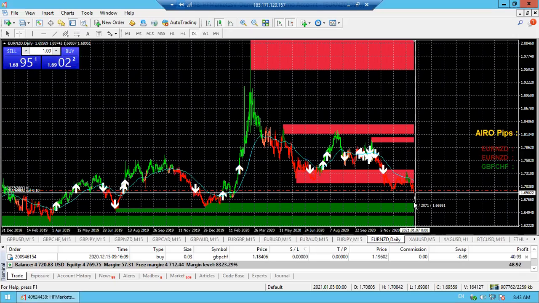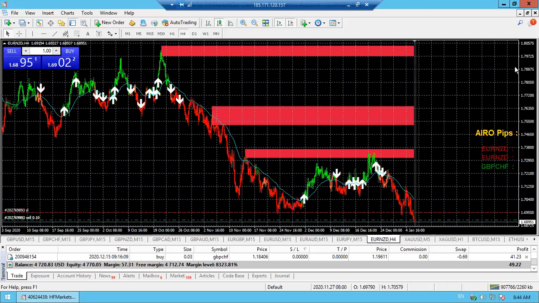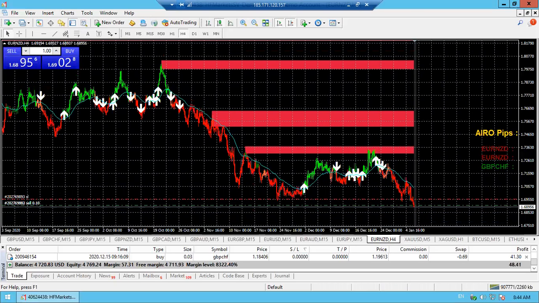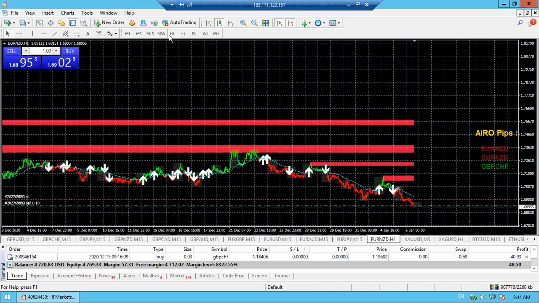The next support is 277 pips. If I go down to 4 hours, I can't see any support there. Even if I adjust, I can't see any support. So we're on a smooth selling downtrend. Even on 1 hour, the same thing applies. So I'm going to just stick to my 15 minutes.